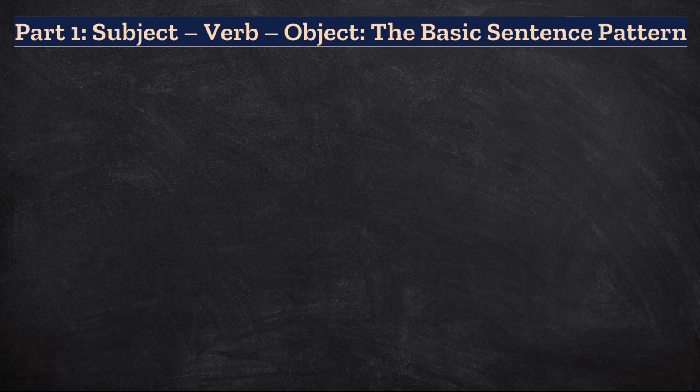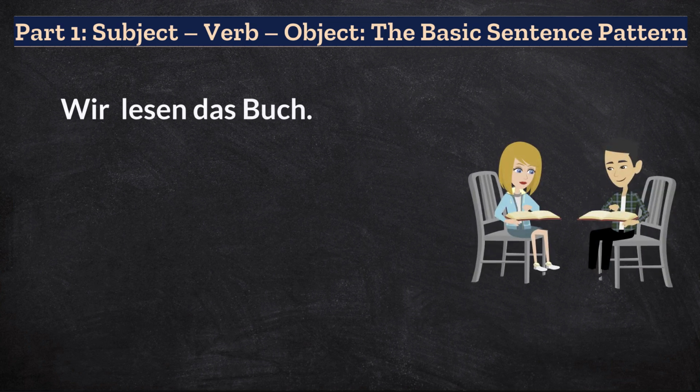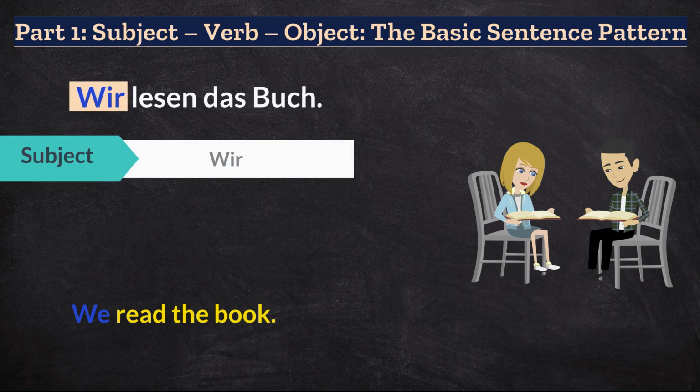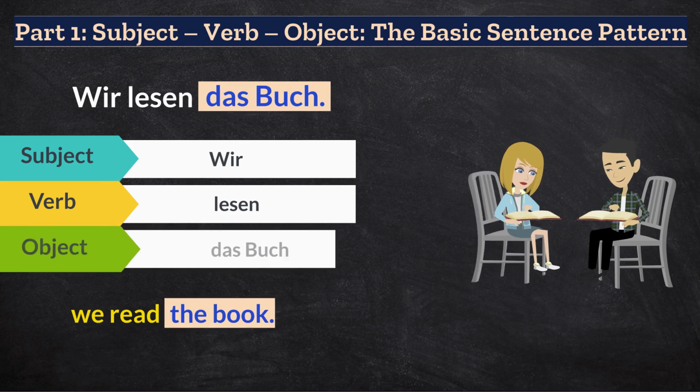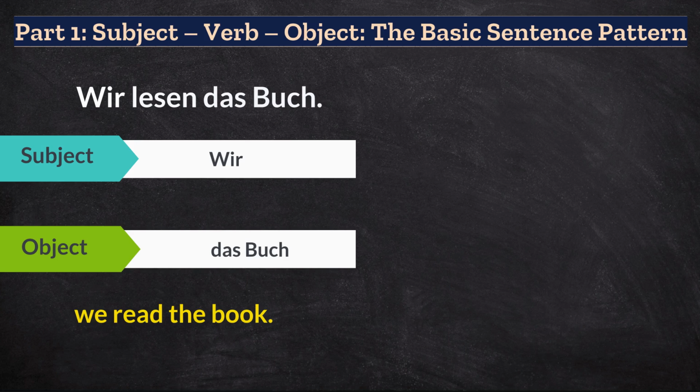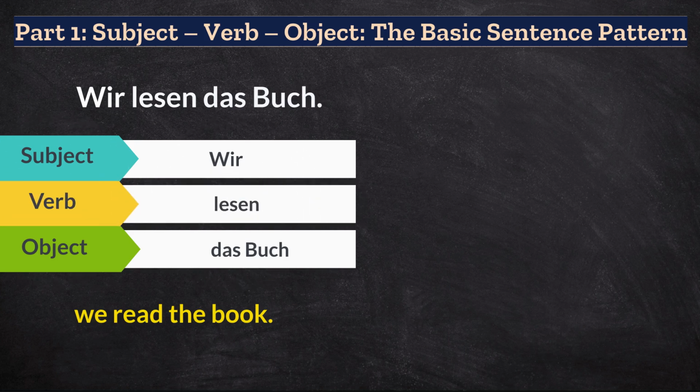Second example, Wir lesen das Buch. This means, we read the book. Wir means we, and it is the subject. lesen means read, so this is the verb. das Buch means the book, is the object. Just remember, the verb must always come second in a standard German sentence. This rule is very important and will help you speak German more clearly and correctly.